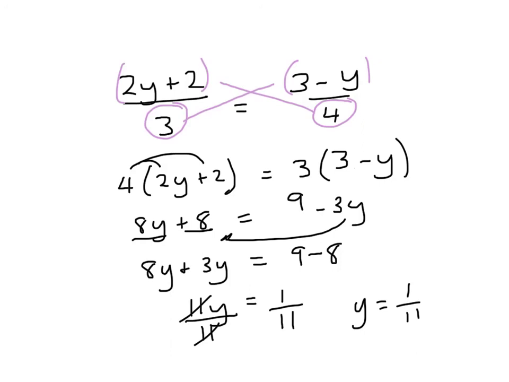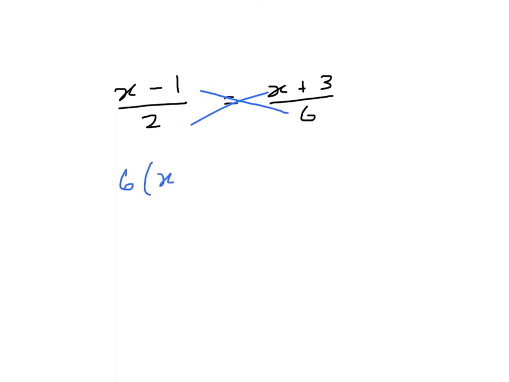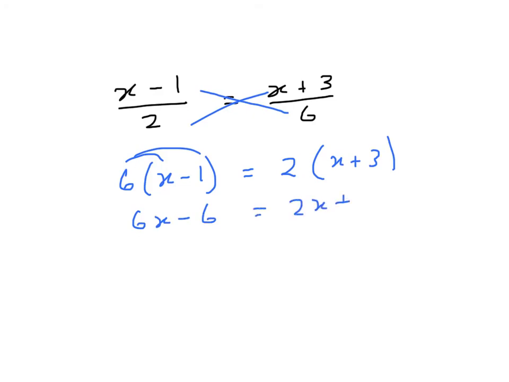And let's do one last. (x - 1)/2 = (x + 3)/6. Stop the video, have a practice yourself. We need to cross multiply to get rid of the 6 and the 2. So cross multiply here. 6 times (x - 1) equals 2 times (x + 3). Expand my brackets. 6x minus 6 equals 2x plus 6.